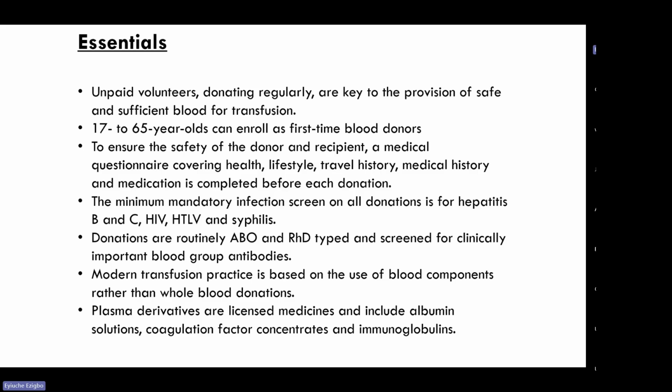The minimum mandatory infection screen on all donations is for hepatitis B, C, HIV, HTLV, and syphilis. Donations are routinely ABO and Rhesus typed and screened for clinically important blood group antibodies because of some reactions that may come up. Modern transfusion practice is based on the use of blood components rather than whole blood donation. We'll still see that in detail. Plasma derivatives are licensed medicines and include albumin solution, coagulation factor concentrates, and immunoglobulin.